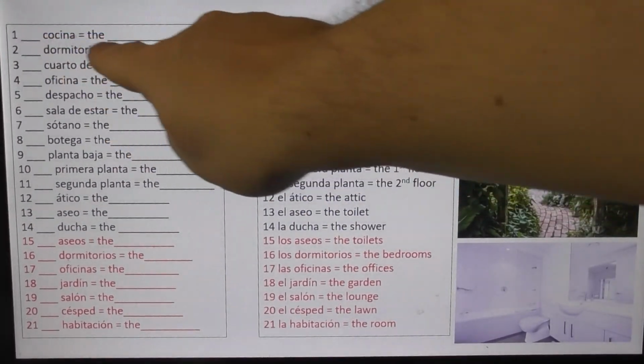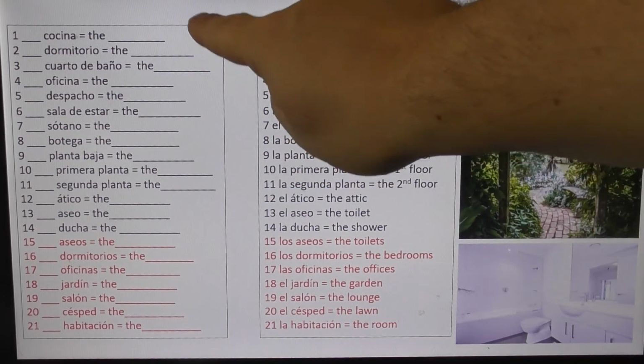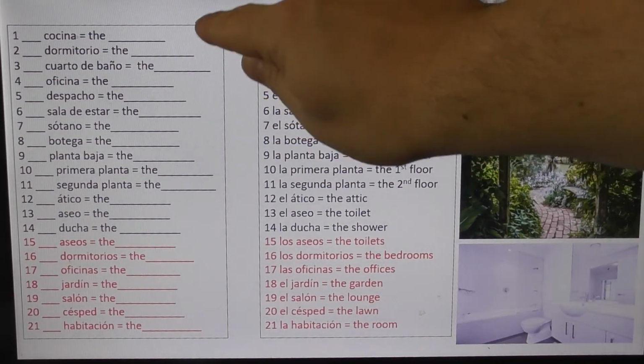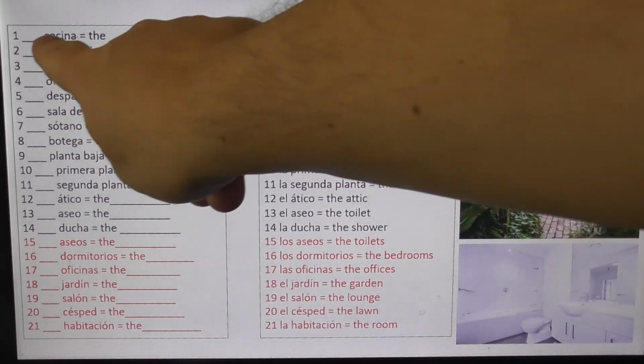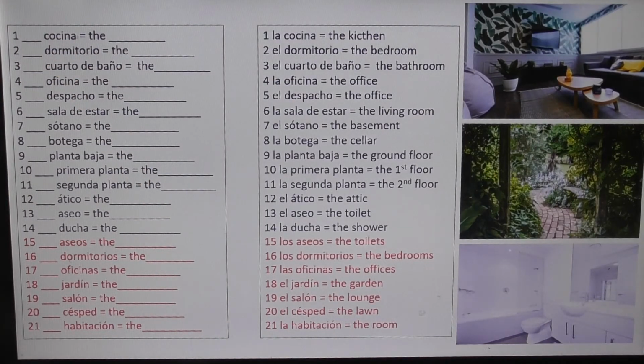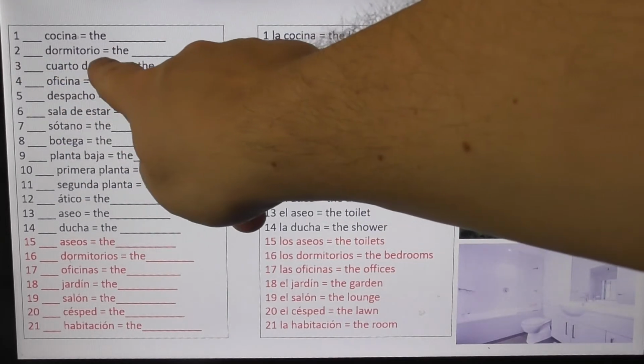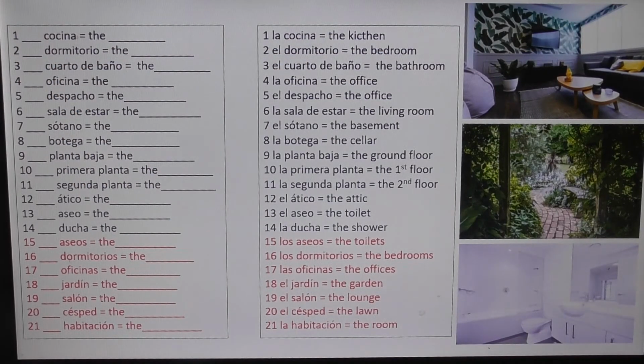Right, so you've now added for me 21 definite articles, the word for the in Spanish. Now at the end of each of your answers, could you now write the indefinite article? So the correct word for a or some. For example, a kitchen is going to be una cocina. A bedroom, un dormitorio. Okay, off you go.